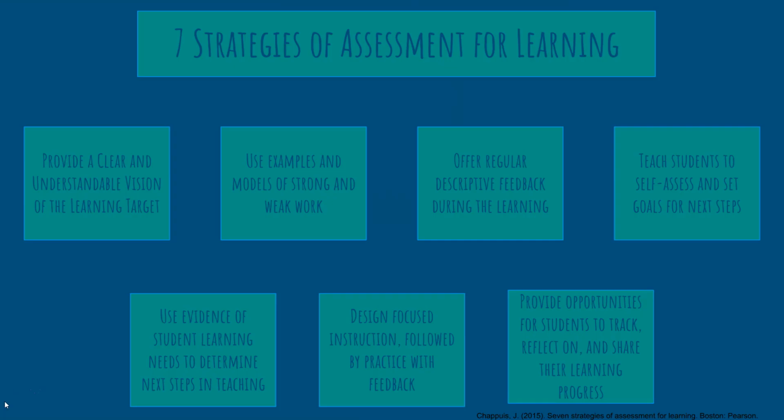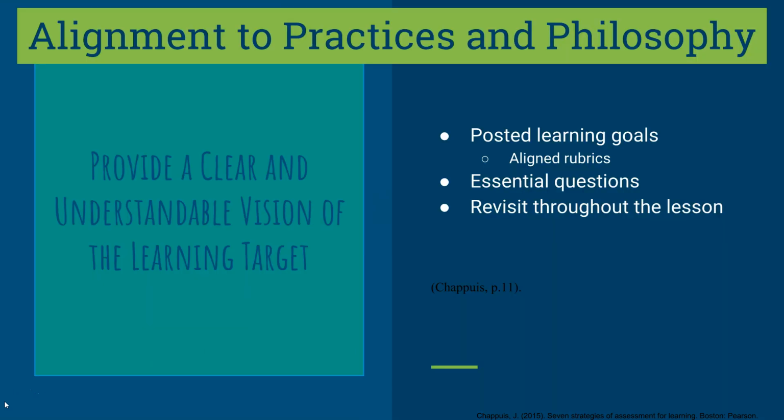Taking a look at these 7 strategies of assessment and learning, specifically with the alignment to practice and my own teaching philosophy. The first one, providing clear and understandable visions of the learning target. This is kind of the quintessential teaching must-do to post learning goals. One thing that I noticed in our text was being sure to align our learning goals to our rubric so students can see the connection between what they're being scored on and the learning goals that they were presented with. It's also important to revisit this throughout the lesson so students can see the connections between what we're working on throughout the class and the learning goals that we have posted for the day.